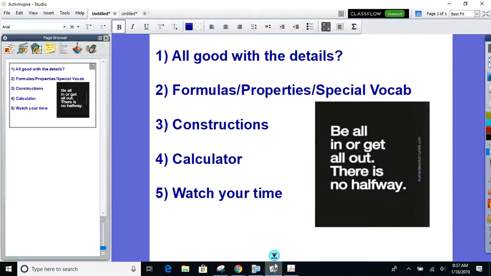On Monday, I think it was, I gave you guys maybe Tuesday, sorry, and Wednesday. I gave you formulas, properties, special vocab. Make sure you know those down cold coming in on Tuesday. Constructions.